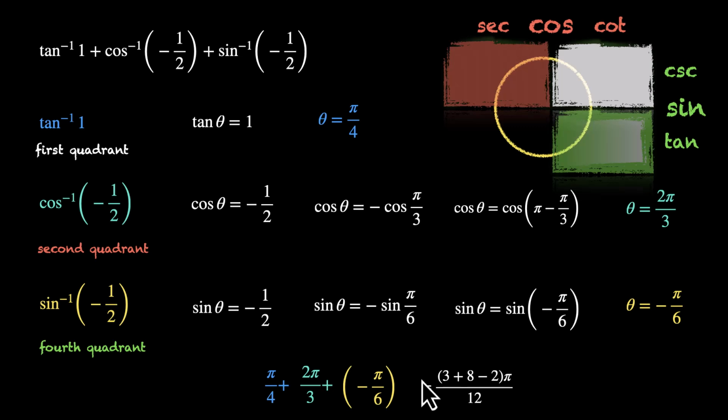So this is 3 pi. 3 times 4 is 12. So 2 times 4 is 8 pi. Minus 6 times 2 is 12. Minus 2 pi. Taking pi common, we have 3 plus 8 minus 2. That's 11 minus 2. So we have 9 pi by 12. Cancelling by 3, we have 3 pi by 4. That's the answer. Let's solve another one.